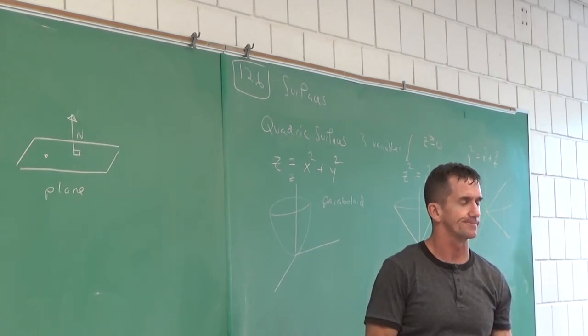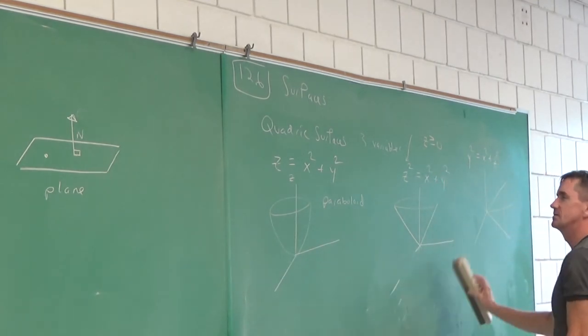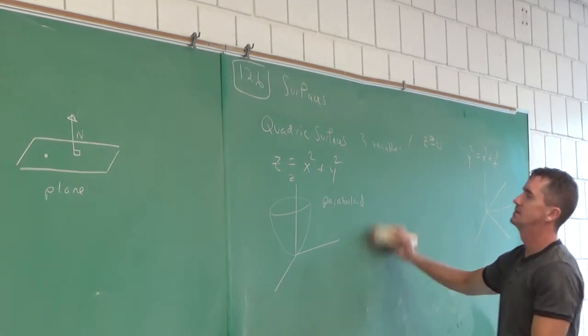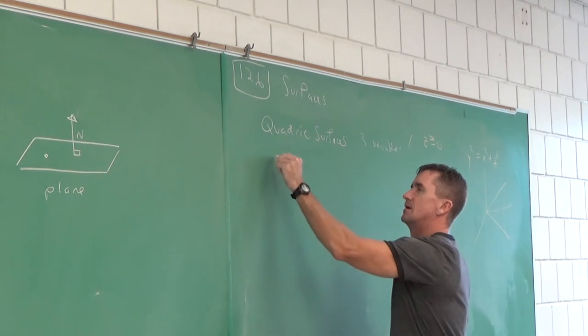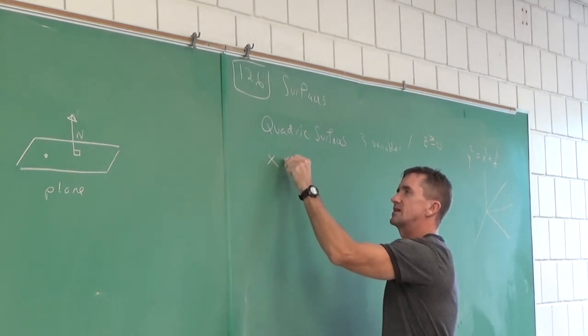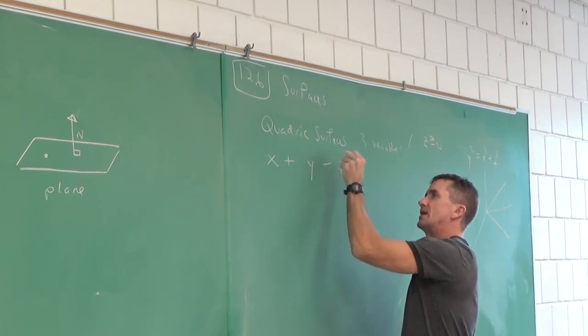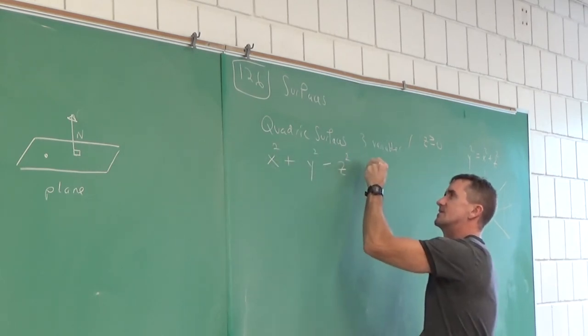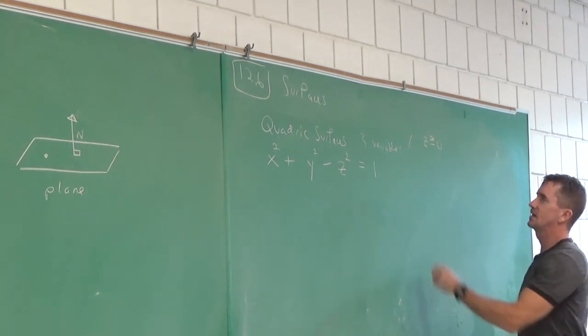Cool. All right, and the next two, we'll put them together. This will wrap it up. What if it looks like the sphere? One of them's a minus. I'll put one over here too.